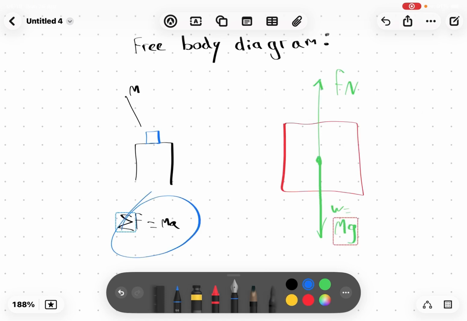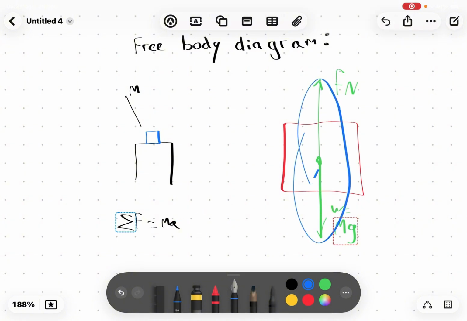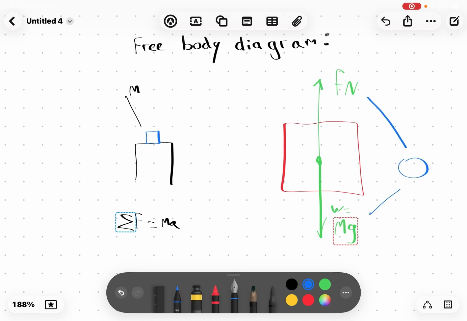So remember, it's not accelerating, it's doing nothing, and these two forces are parallel, they're equal to each other. So know that these two added cancel each other out and it equals 0.